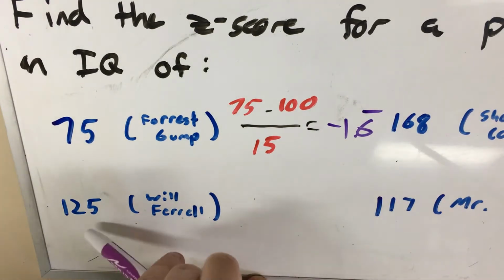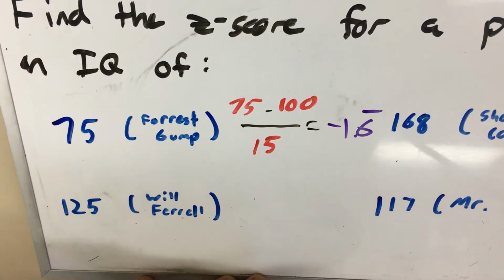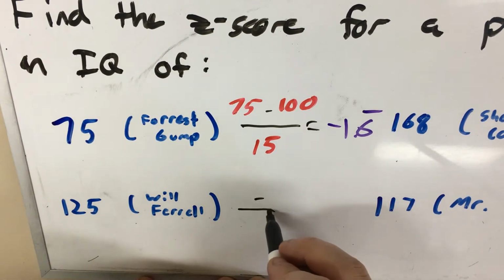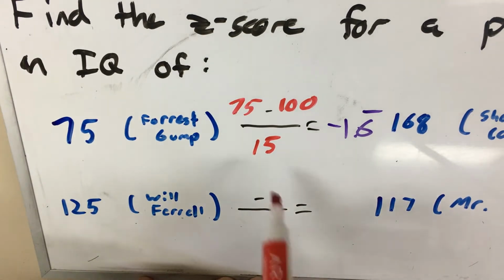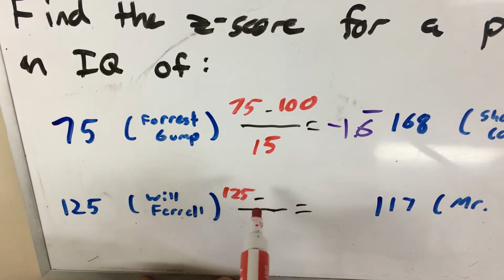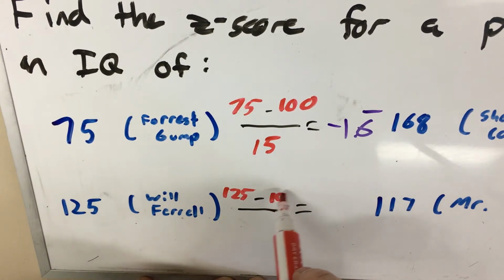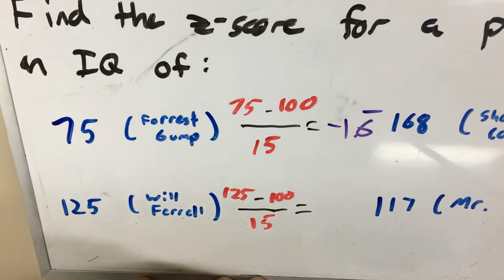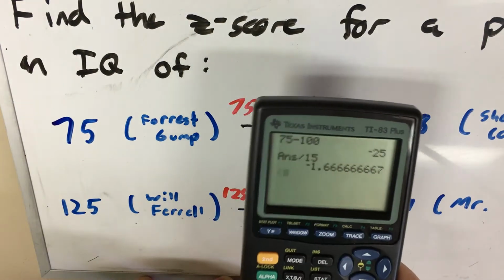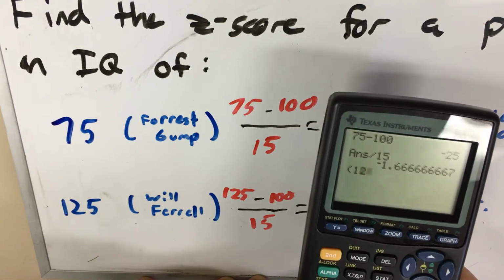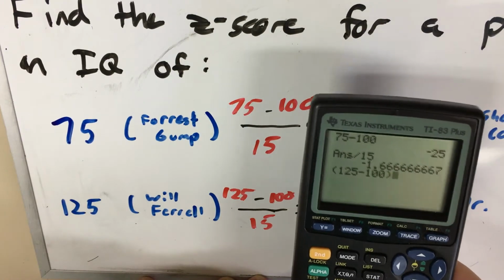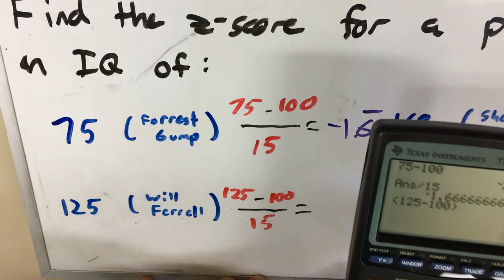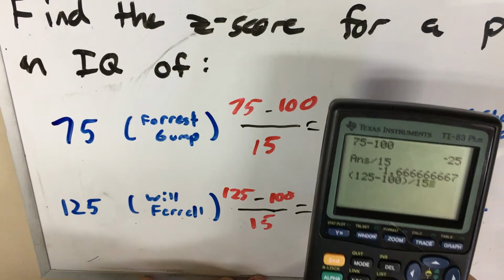All right. Down here we have 125. That is estimated to be Will Ferrell's IQ. So we start with our outline. Our data point was 125. We take away 100, divide that by 15. So now I'm going to actually type the whole thing in. 125 minus 100. I'm going to put parentheses around this so that my calculator does exactly what I want it to. Divide that by 15.